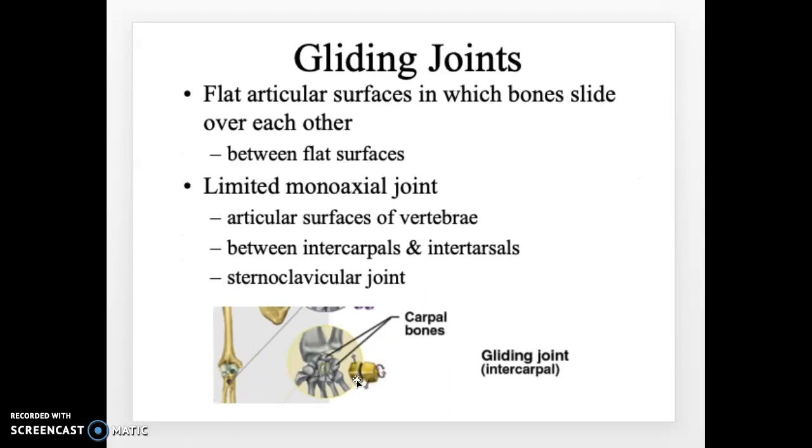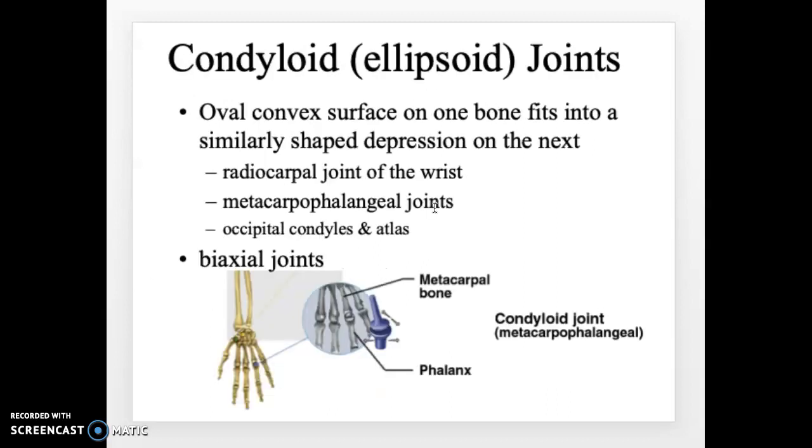Gliding joints are two flat surfaces. This is like in between the bones in your wrist and the bones in your feet, and then between your sternum and your clavicle. So there's not a whole lot of movement here, and it's in one direction. Condyloid or ellipsoid joints are convex surfaces, and these kind of rub nicely against each other. So these are like between your radius and your carpals, or between your carpals and your metacarpals, or another example is in your head with the articulation of your skull to your first cervical vertebrae in your neck.